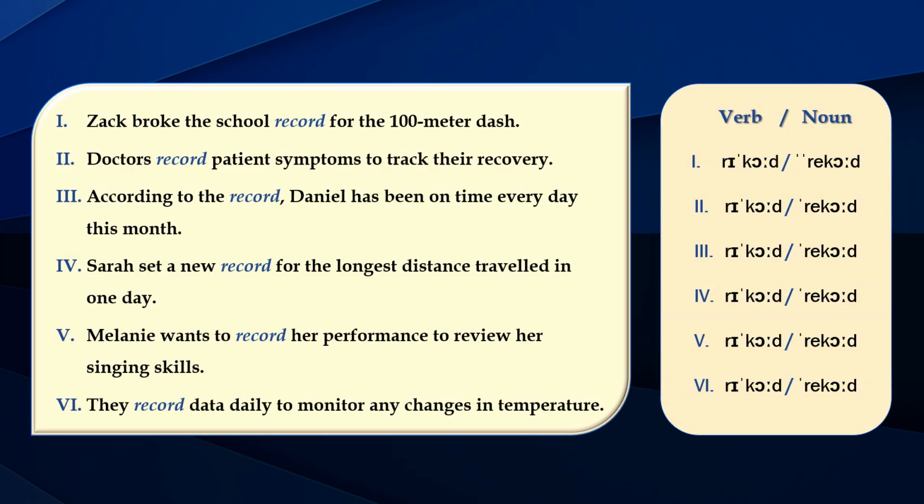For each sentence, select the appropriate form based on context. Consider whether the sentence requires the action form or the thing form of the word. 1. Zach broke the school record for the 100-meter dash. 2. Doctors record patient symptoms to track their recovery.